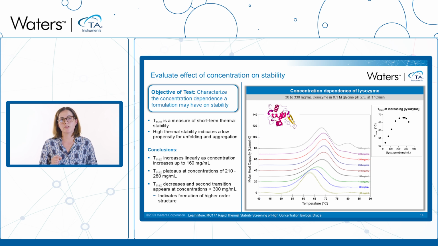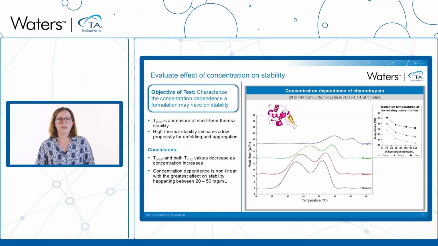In addition, you can also see the presence of a shoulder at the tail of the main transition at these higher concentrations, which most likely is related to the formation of higher order structures at higher concentration. So you can see here that with the RS-DSC, we are able to test the very high concentrations and see how concentration affects the protein stability.